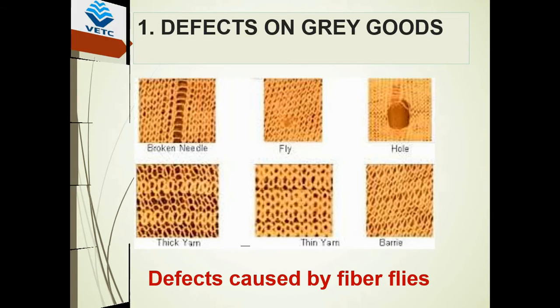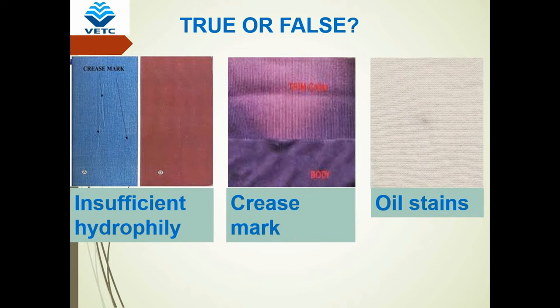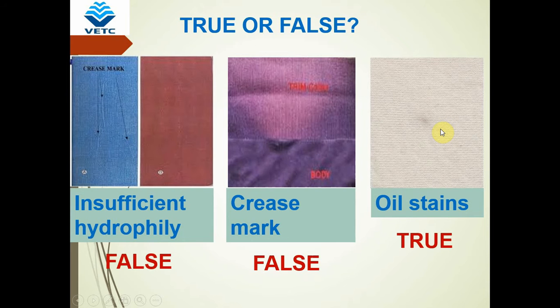And next, look at this, and you say true or false. Look at the picture and the names. Are the names true or false? You can see this picture, right? Is it insufficient hydrophily? No. So you say false, right? The second one is crease mark. No, it's false. And the last one, oil stains. You can see the stain here on the fabric. Yes, it's true.